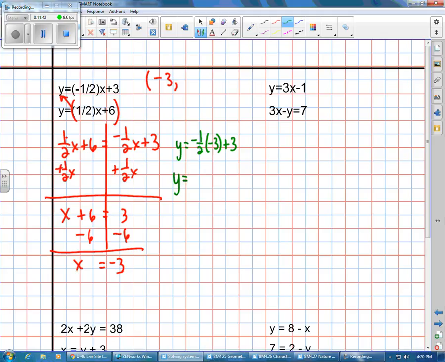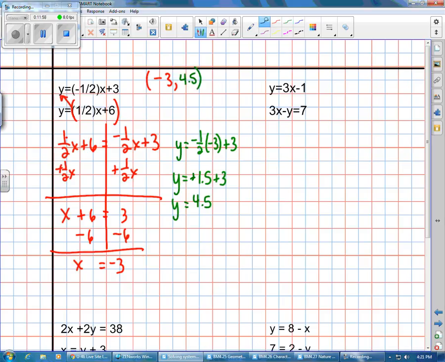I know a negative times a negative is a positive. A 1/2 of 3 is 1.5. So positive 1.5 plus 3. So y is going to equal positive 4.5. I have the other 1/2.